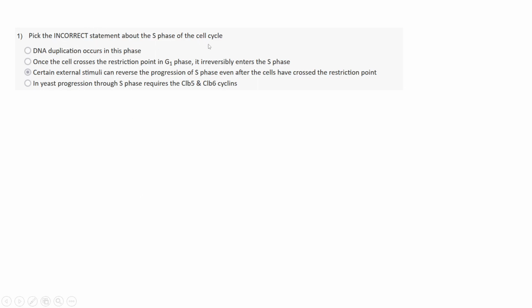Pick the incorrect statement about the S phase of the cell cycle. DNA duplication occurs in this phase. Once the cell crosses the restriction point, it enters the S phase. Certain stimulus can reverse the progression even of the cell that crossed the restriction point. And in yeast, progression through S phase requires CLB5 and CLB6 cyclins. So these are the four options, and you need to pick the incorrect option out of these. What will be the incorrect option?